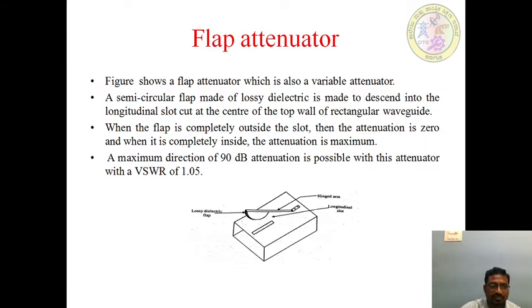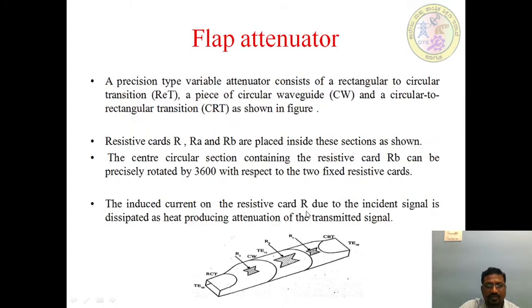The figure shows the flap attenuator. Here this point is called the longitudinal slot, this is called the hinged arm, and this is called the lossy dielectric flap.